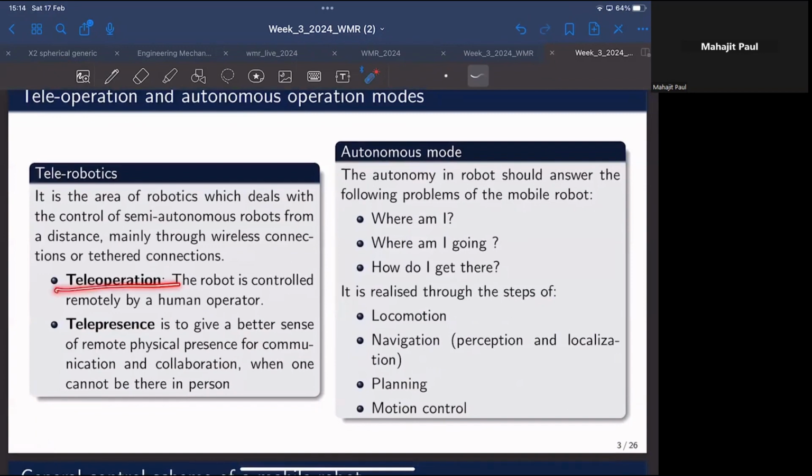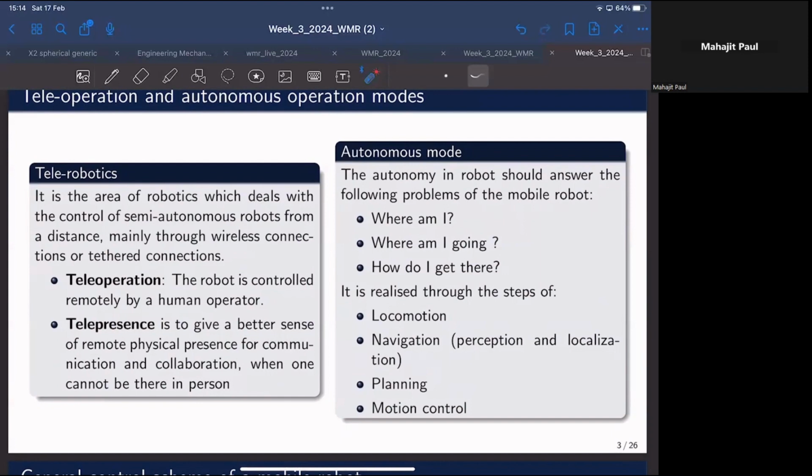We have teleoperation and telepresence, and this is completely different from autonomous mode, where instead of human intervention, the robot itself will have to answer these questions. The most important questions an autonomous robot will have to answer are, where am I? Because the robot on its own, probably when it is started for the first time, will not have any sense of position, or it may not even have any sense of its own location.